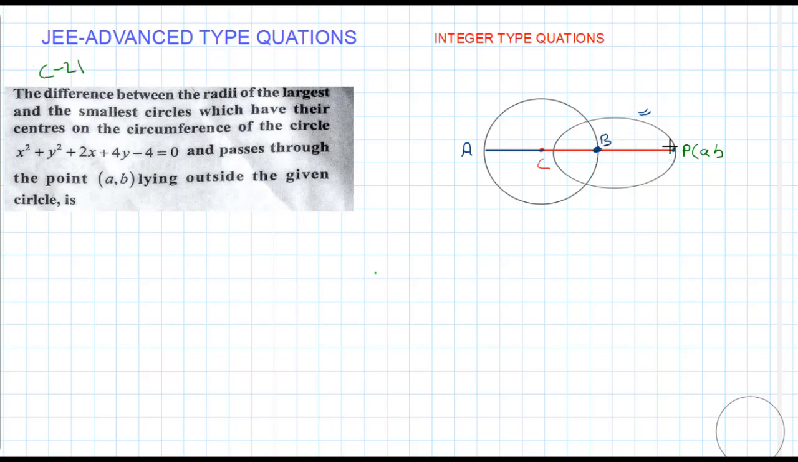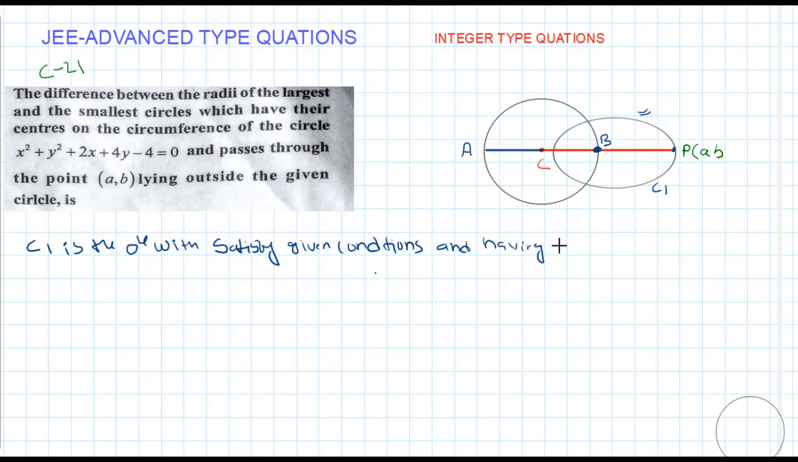Here BP is the smallest. I can say this is C1. C1 is the circle which satisfies the given conditions and has the smallest radius.